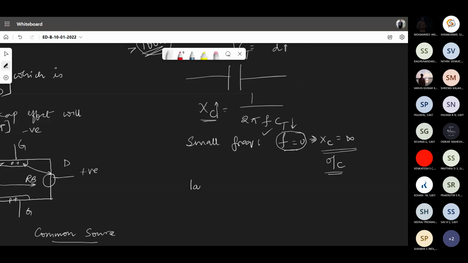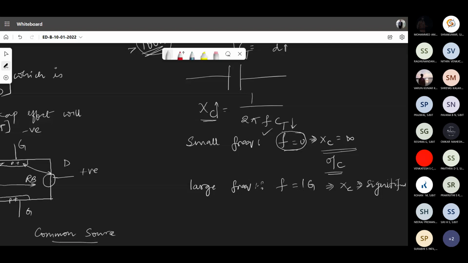On the other hand, if you consider a large frequency, F is, let us say, around 100 kilo, or let us say 1 giga. I'll consider 1 giga. What will happen to XC? XC will not go to infinity because the frequency is larger. XC becomes a significant value because you cannot open circuit it now. It is no more open circuited.